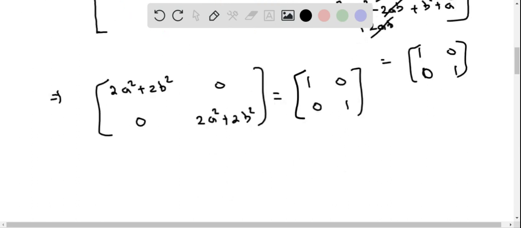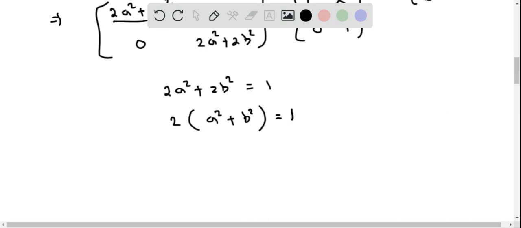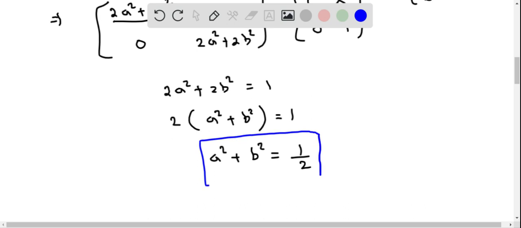Now for these matrices to be equal, we should have the corresponding elements equal. That is, this element should equal this element. So we write 2a squared plus 2b squared equals 1. Factoring 2 from the left side, we get 2 times a squared plus b squared equals 1. Now dividing both sides by 2, we get a squared plus b squared equals 1 by 2, which is half. So we have obtained the condition that a squared plus b squared equals half. This is the condition required so that the matrix A is orthogonal.